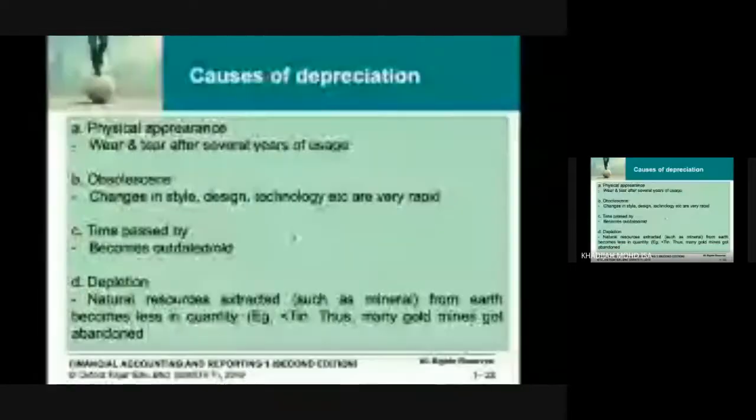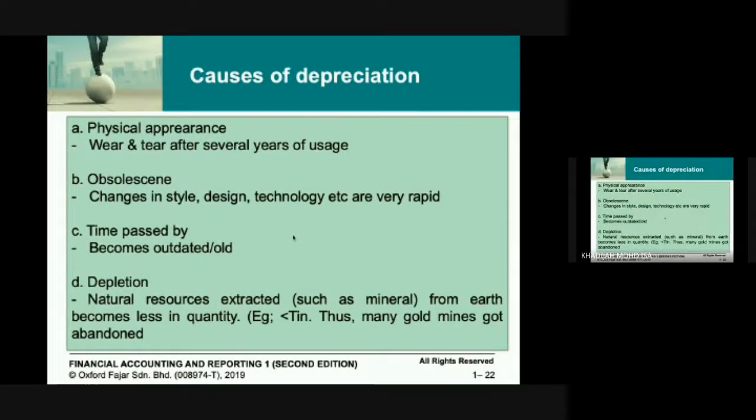Causes of depreciation. Why do you have to give depreciation? Because of the physical appearance of the asset, because of wear and tear after several years of usage, the physical appearance will depreciate. You can see that the appearance depreciates. It becomes obsolete, for example, through changes in style, design, or technology. As time passes, the asset becomes outdated. Or you can call it depletion. Deplete means that the amount or volume reduces.